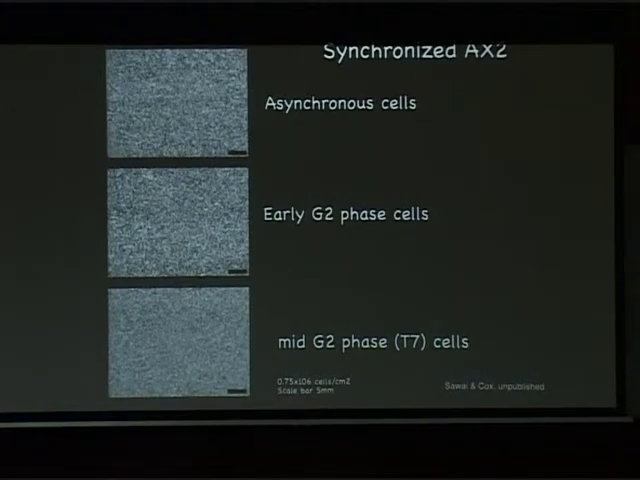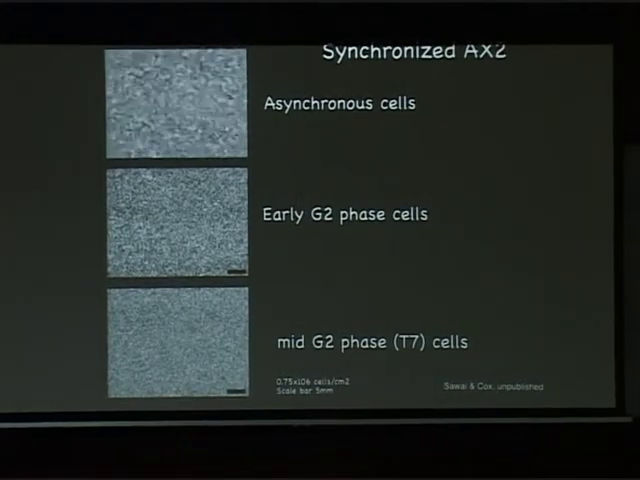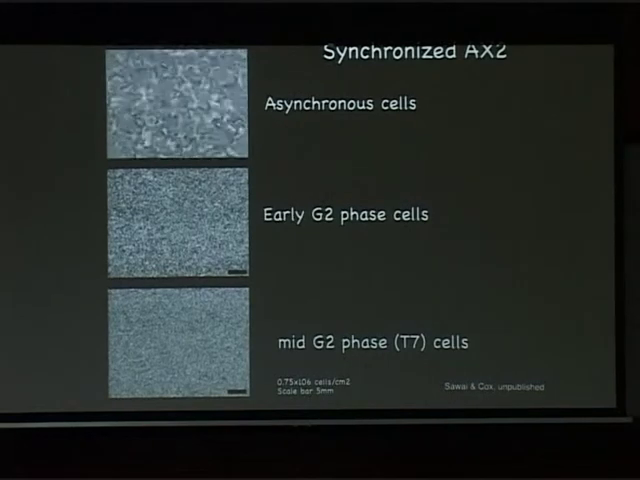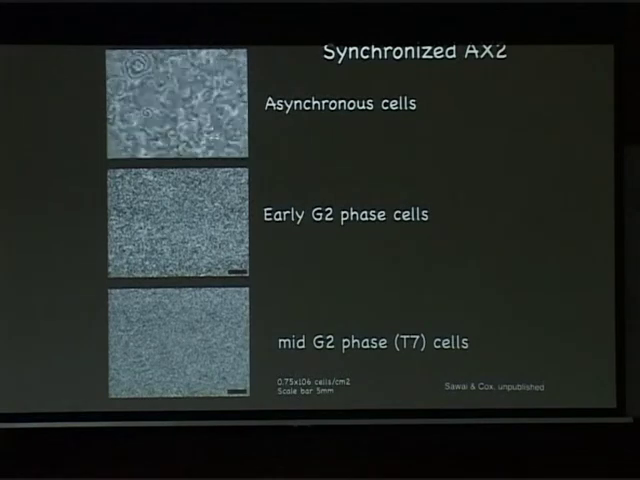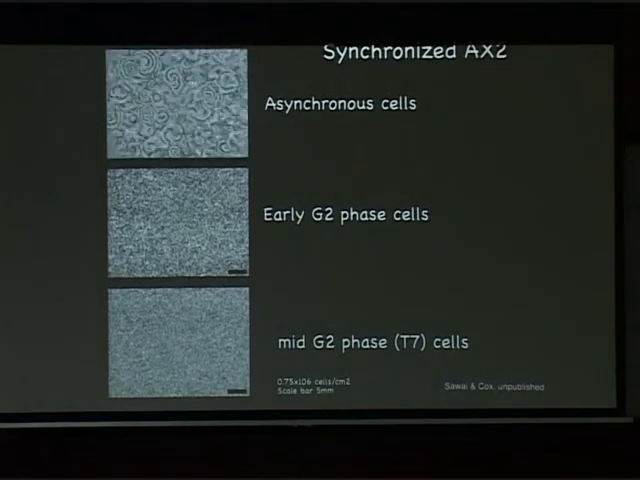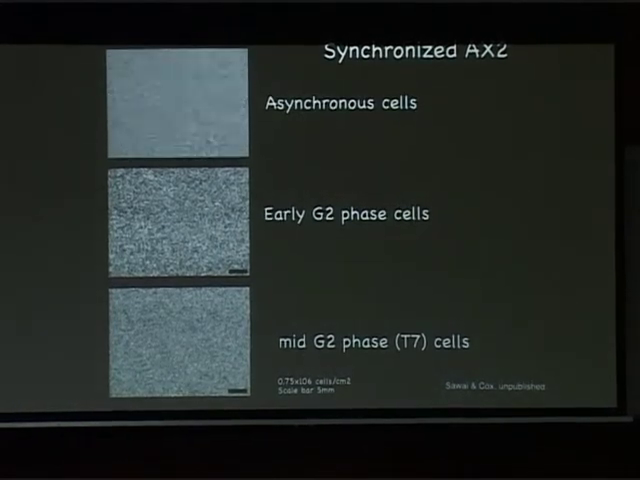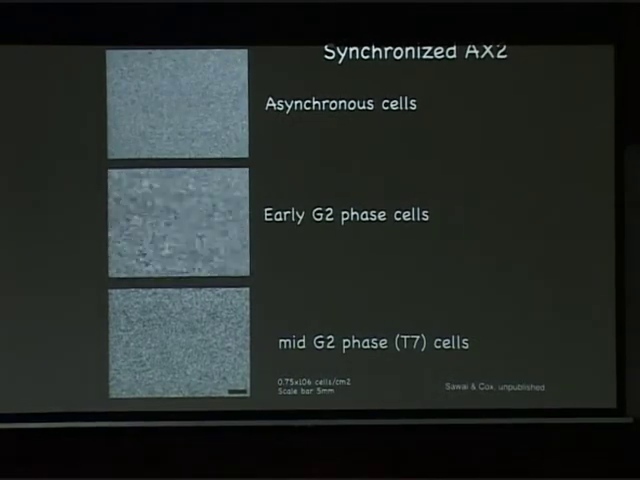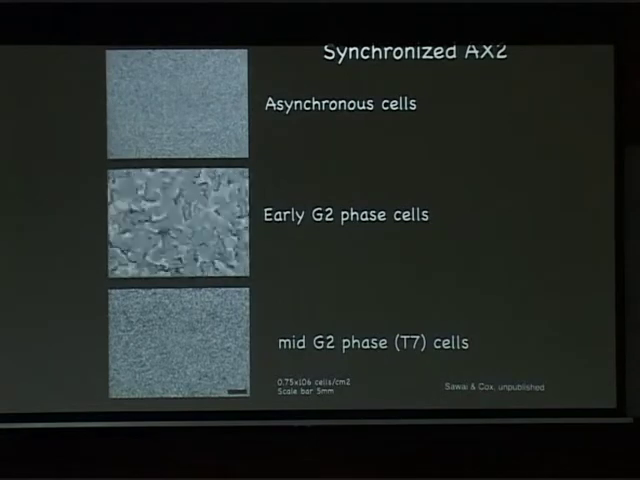I have a slide. I knew you were going to ask this question. So here's synchronized cells. We can synchronize them, not very well, but we can do it. So here's asynchronous ones at the top. So this is a recapitulation of everything you've seen. So you'll notice that there's a couple of targets there, and spirals then arise from this non-uniform excitable landscape. And now we synchronize them and watch them in the cell cycle. So there's early G2 phase, so this is just before the cells are going to divide.